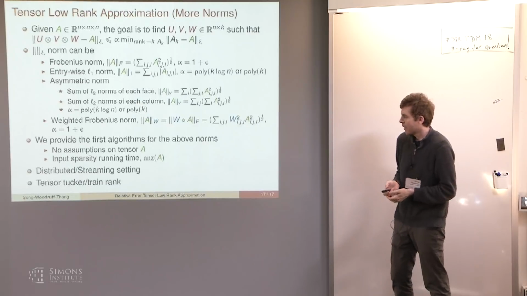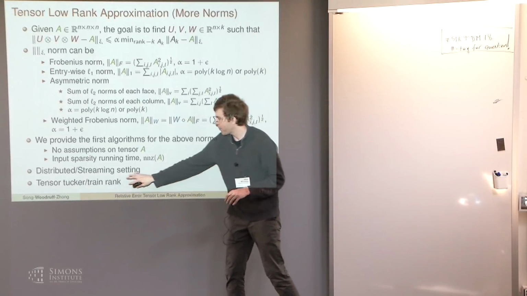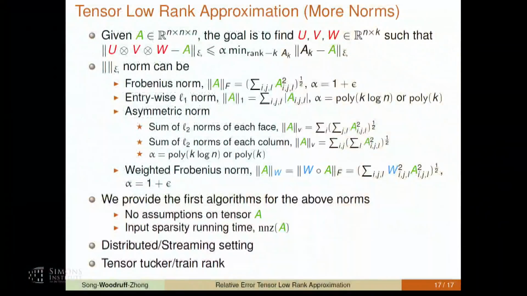And finally, just let me mention that these algorithms, the same techniques apply to other notions of tensor rank. So there's what's called the Tucker rank and the tensor train rank. And these other notions of rank are a little bit more well-behaved than the canonical rank that we studied here. In particular, they don't suffer from these border rank issues. And okay, so that's all. Yeah, thanks.